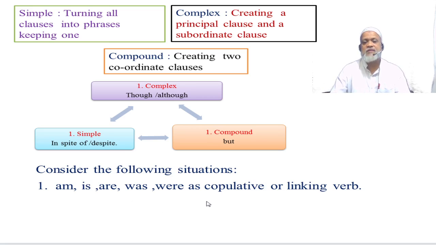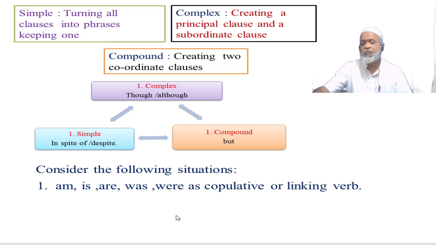When am, is, are, was, were, just the verb to be, are used as copulative and linking verbs. You have to remember am, is, are as copulative or linking verbs. When you find am, is, are as copulative linking verbs, we will change the simple sentence, complex sentence, in a way.